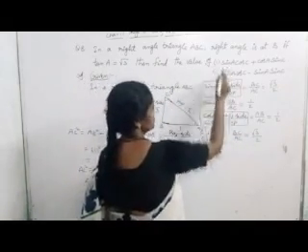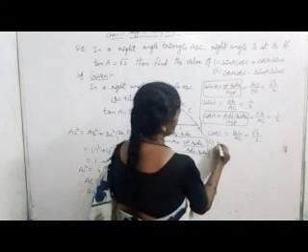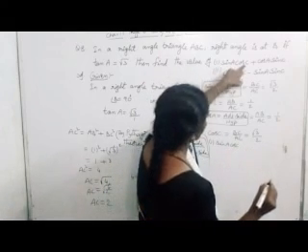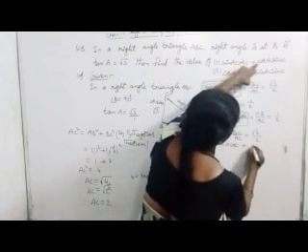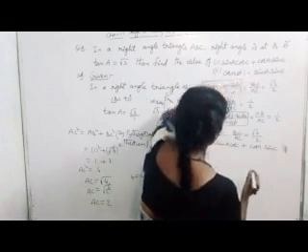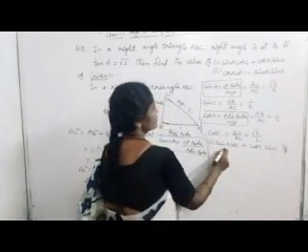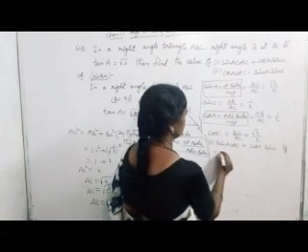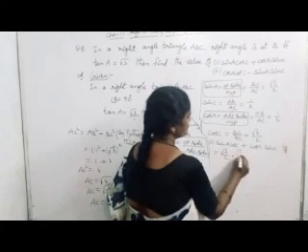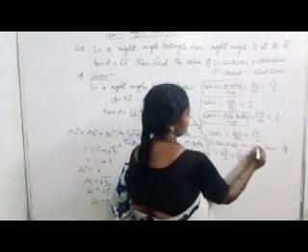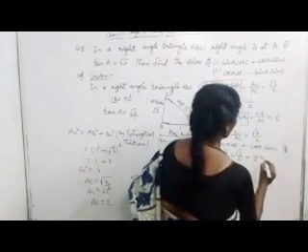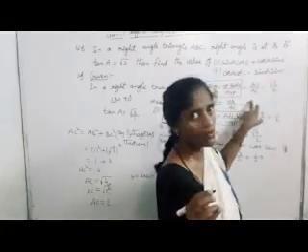But what we have to find out? First one: sin A cos C plus cos A sin C. Okay, sin A value is √3 by 2, cos C value also √3 by 2, plus cos A value 1 by 2 into sin C value also 1 by 2.